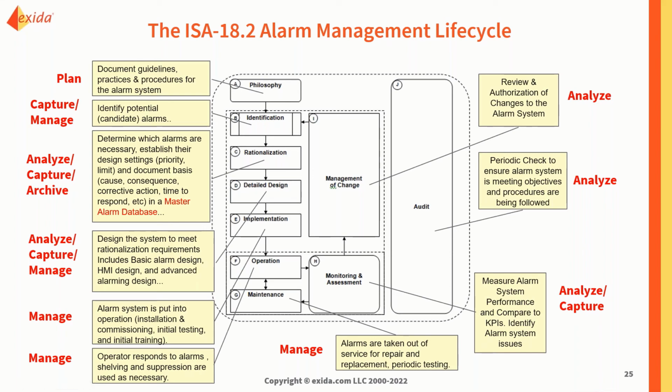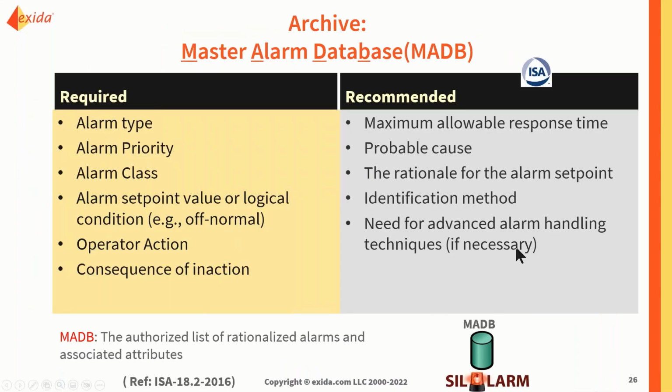And as you can see, the archive part of this alarm management lifecycle is mainly about the master alarm database. The ISA standard requires some of the information within the MADB, but some of the information is just being recommended. And this MADB needs to be an authorized list because you have rationalized it. All the settings and configurations have gone through the rationalization process. So this is a whole authorized list of rationalized alarms and all the configuration as well.